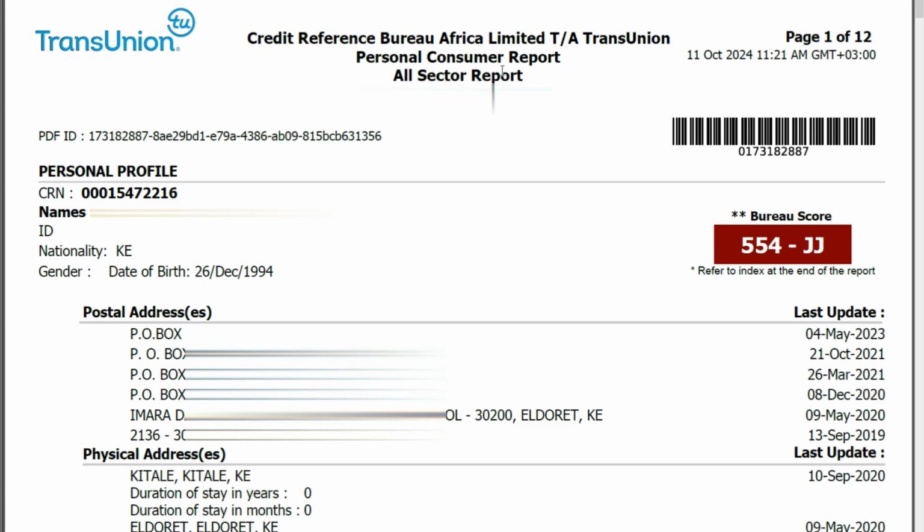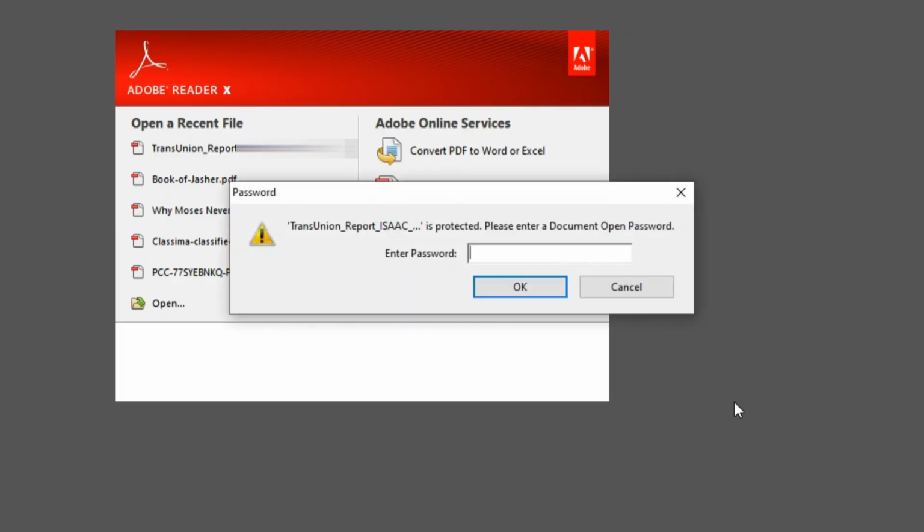Now, the first thing you need to do, once you have downloaded your report, it will come in the form of a PDF, of which you'll have to enter your password before you can open it. The password of your CRB report is usually your ID number. So once you have entered your ID number, it will open.